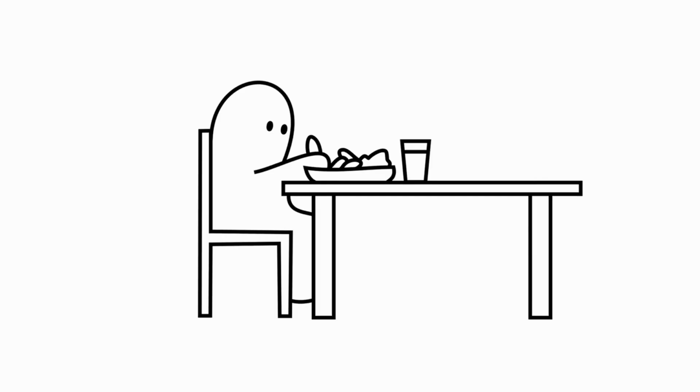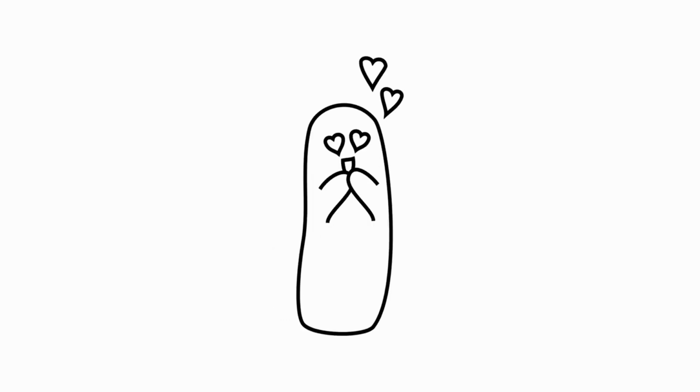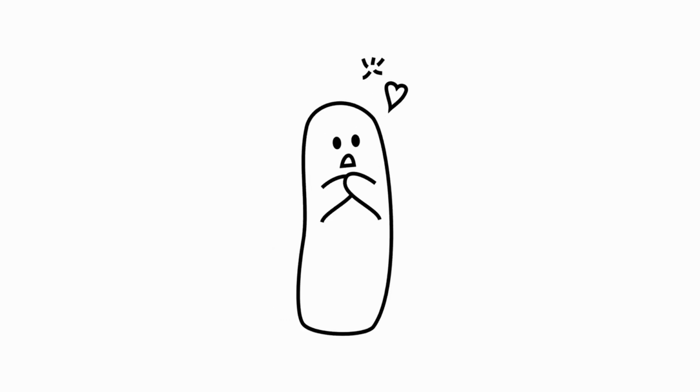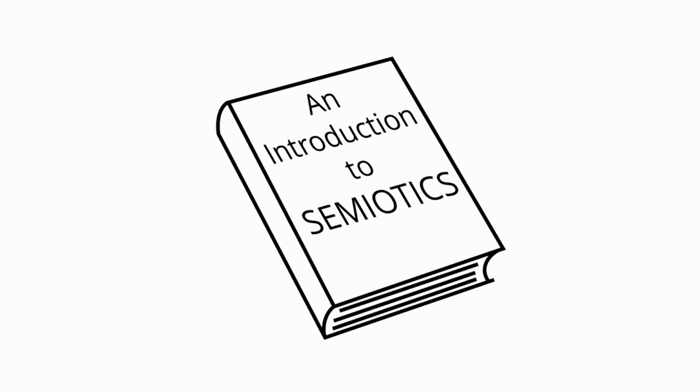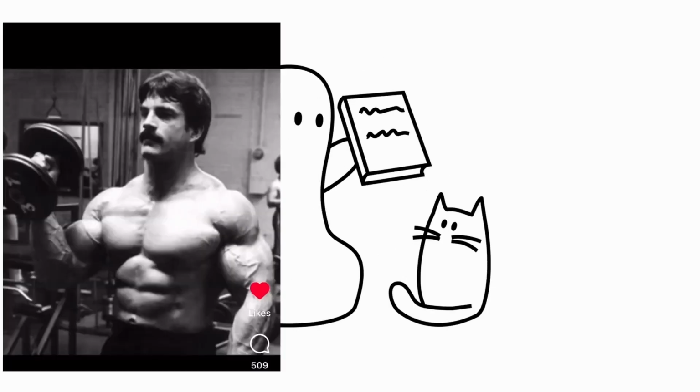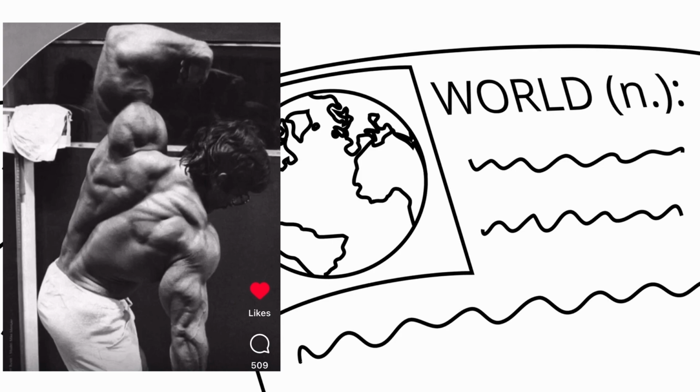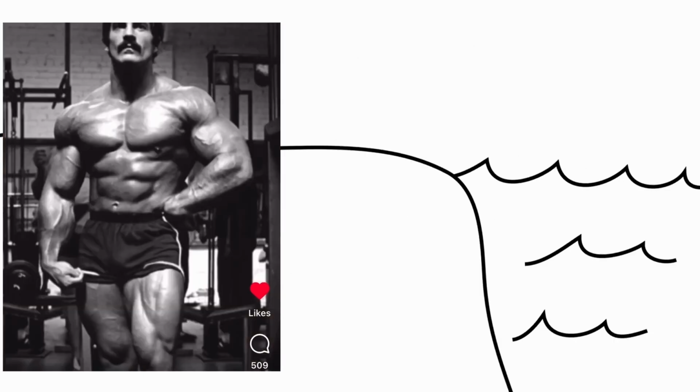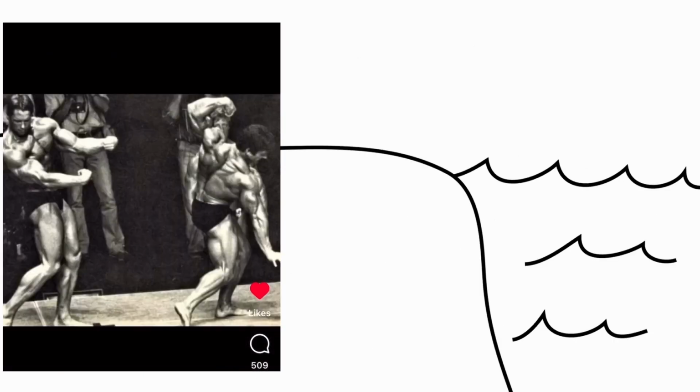This blob is eating dinner. This blob is sleepy. This blob loves you. But how do we know that? This is a job for semiotics, the field of study that explores how humans and other organisms derive meaning from the world around them. In semiotics, a sign is anything that represents or indicates something else, called the object.